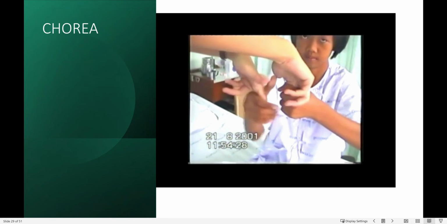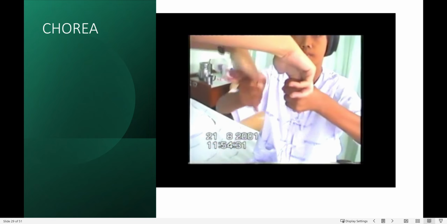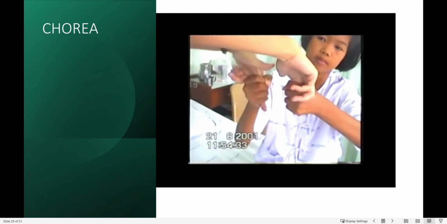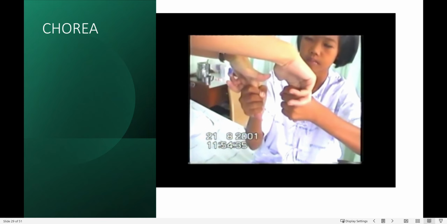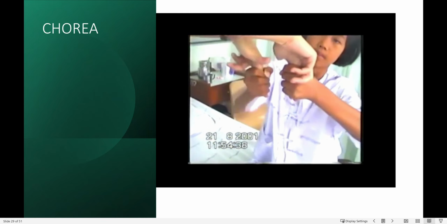Here's the milkmaid sign. The patient is asked to grip the examiner's fingers, and it feels like a milking action. She has difficulty maintaining a grip on the examiner's fingers.